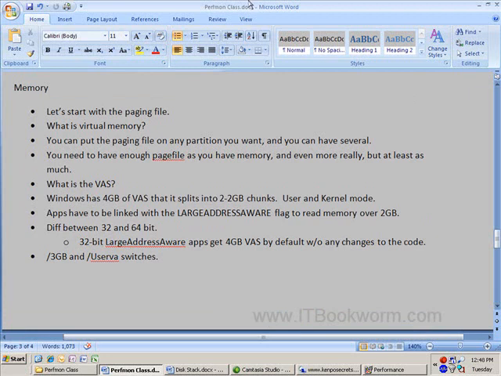Everybody knows what the page file is. Everybody knows what virtual memory is. Everybody's good on that? Excellent. You can put the page file on any system, on any partition you want, and you can have several of them. Okay?